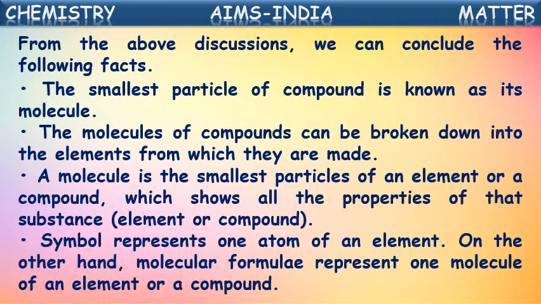From the above discussion, we can conclude the following facts. Let us see what they are. The smallest particle of a compound is known as its molecule. The molecules of compounds can be broken down into the elements from which they are made. Yes, they can be broken down into elements, because two or three atoms combined to form a molecule, so they can be broken down into elements again.